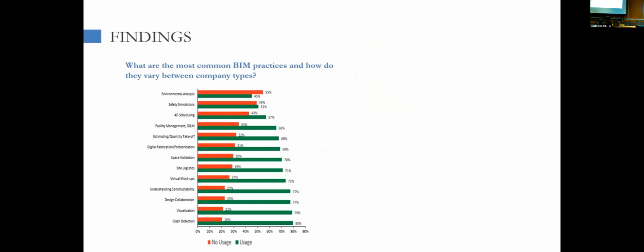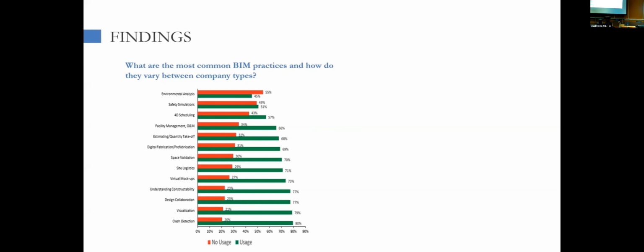We identified 13 different BIM practices from literature, and we asked the companies to identify their level of usage for each of those practices. As we can see in the figure, the most used practices were clash detection, visualization, design collaboration, and understanding constructability. While on the other hand, 55% said that they do not use BIM for environmental analysis, and 49% said that they do not use BIM for safety simulations.